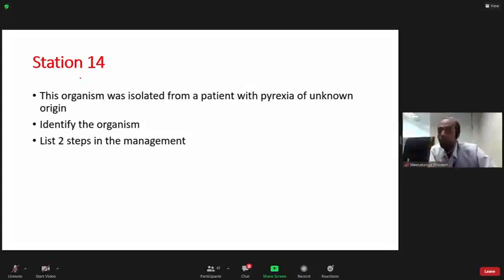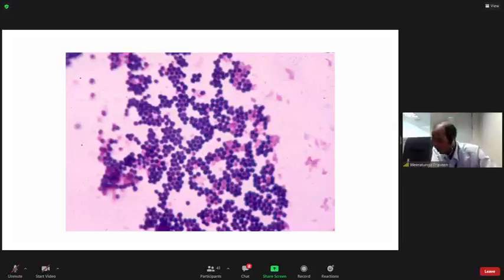Okay, station number 14. Now, this is an unusual thing, but it keeps on appearing in OSCEs. If you are not careful, you will get caught out. Maybe a Gram stain there. Gram positive, Gram negative organisms. Now, here, of course, is Gram positive. You can see these grape-like clusters of organisms, which is very typical of Staph aureus.